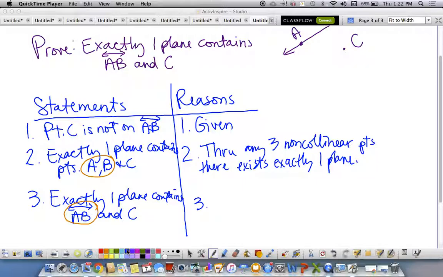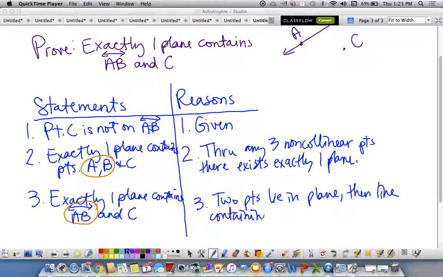Riley, what about postulate 8? What does postulate 8 say? If 2 points lie in the plane, then the line containing those points lie in the plane. I like that postulate. We're going to go with postulate 8 on that one. It says something about 2 points lie in a plane, then the line containing those points lie in that plane.